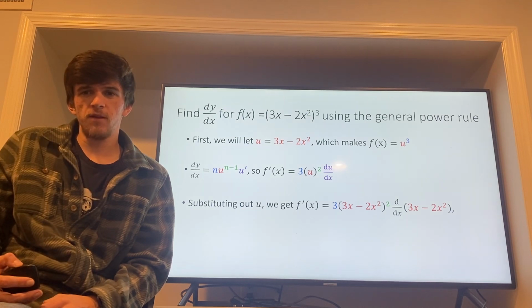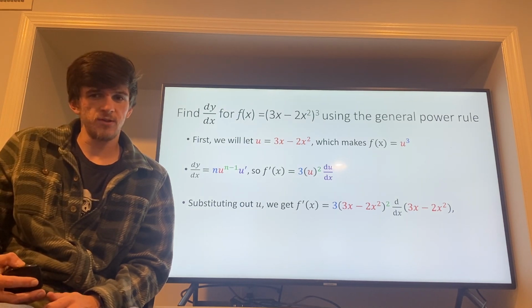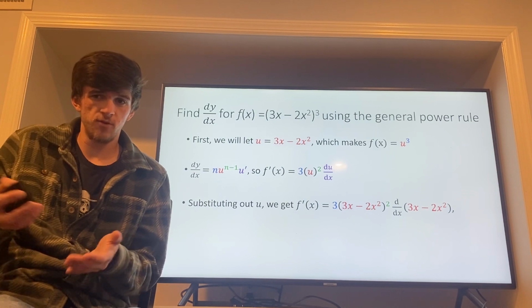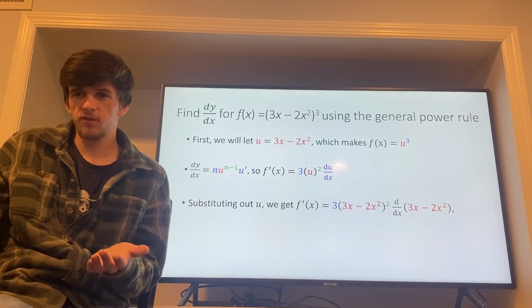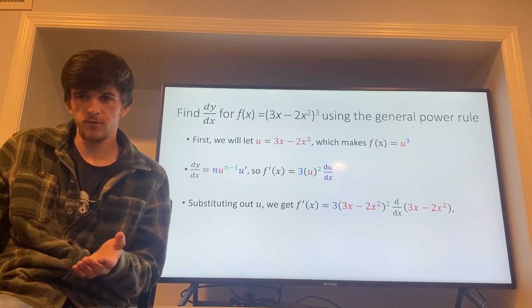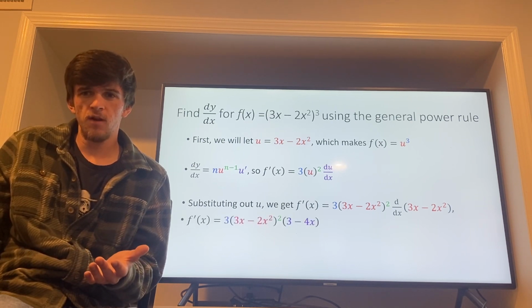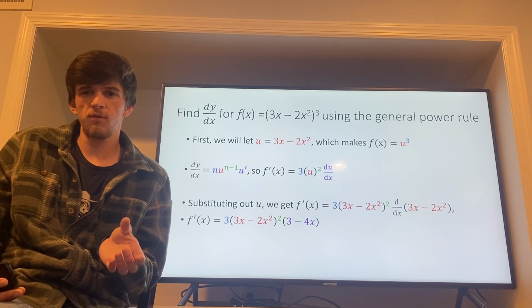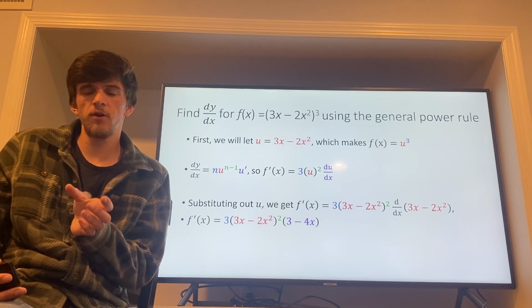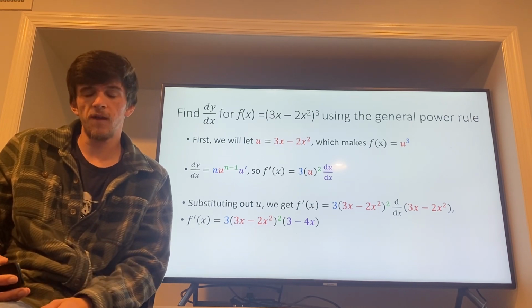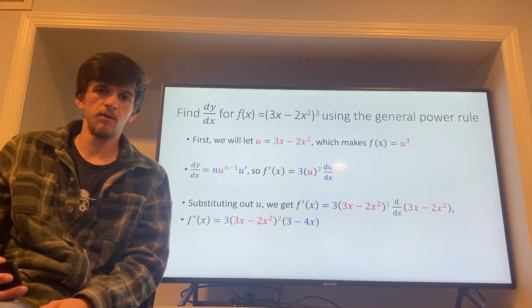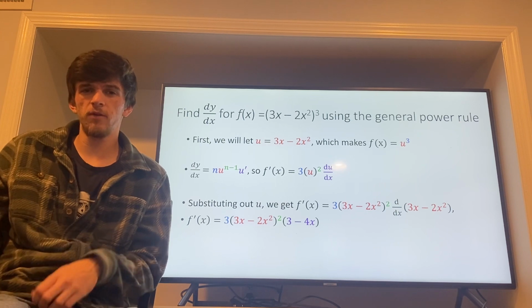So we get the derivative of y with respect to x is going to be 3u squared du dx. Substituting out for u, we get 3 times (3x minus 2x squared) squared times the derivative of 3x minus 2x squared, which is just 3 minus 4x. So we get the derivative is going to be equal to 3 times (3x minus 2x squared) squared times (3 minus 4x). And we got that using the general power rule, which is a combination of the power rule and the chain rule.